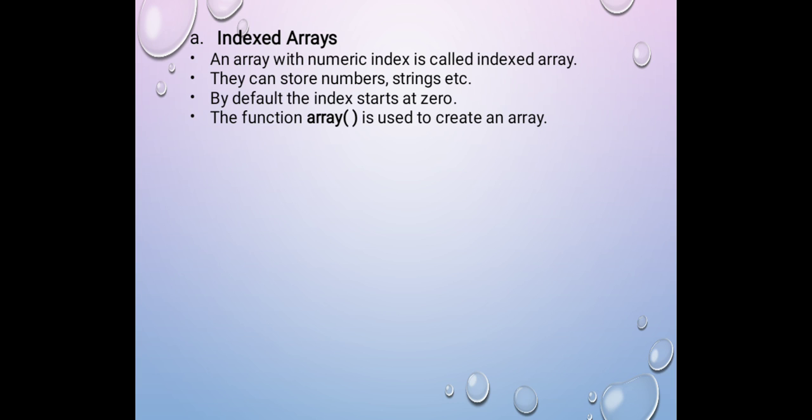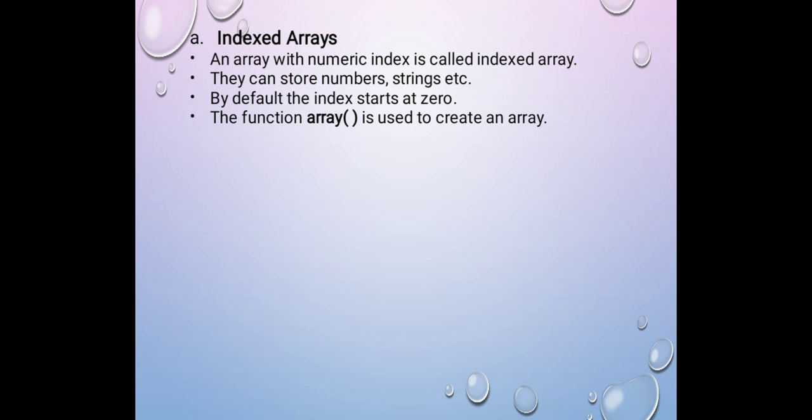They are almost similar to the arrays we used in C++. They use only non-negative integers as keys. These arrays can store numbers, strings and any object, but their index, the location, will be represented by numbers. By default, the index value starts from 0.